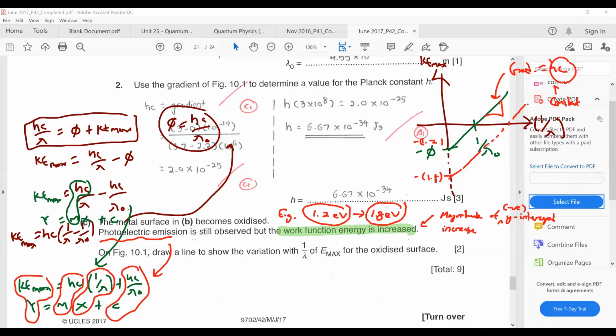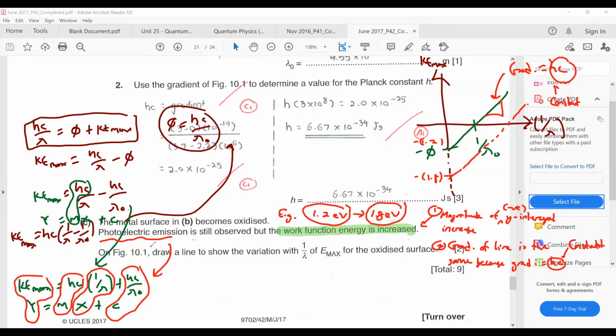So this part here: work function energy is increased, magnitude of y-intercept increases. Then you can also say, number two, the gradient of the line is the same because the gradient is hc. That means it's constant.